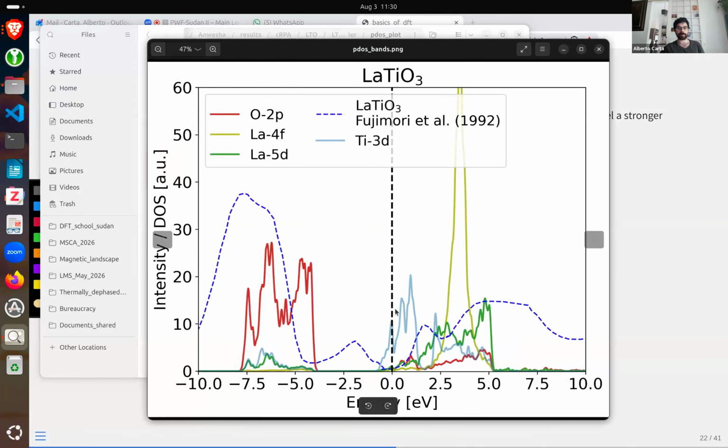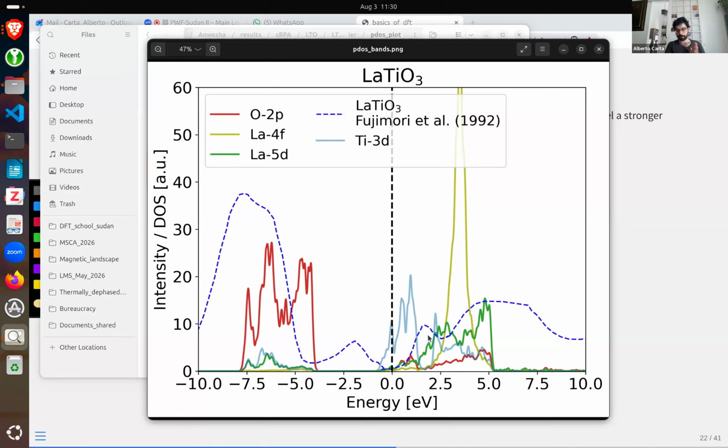Because the titanium is in the middle of the Fermi energy. The Fermi energy is really in the middle of the titanium states. So it is metallic. So DFT predicts it metallic. And the material experimentally is insulating. So this is one of those materials where DFT is wrong.